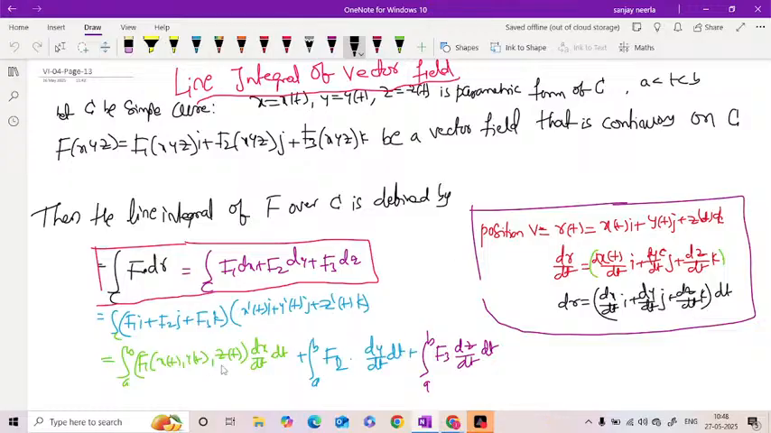Substitute. Now here we will get three different integrations. The first integration is related to F1, the second integration related to F2 and the third integration related to F3.